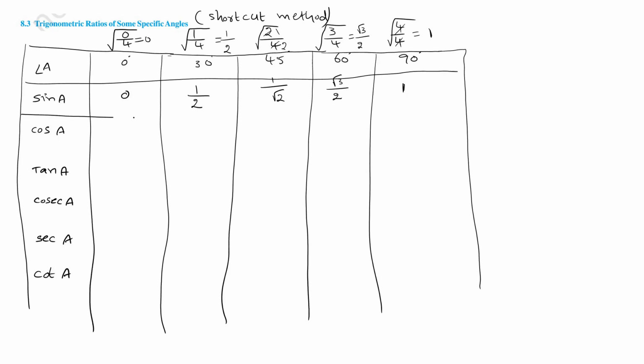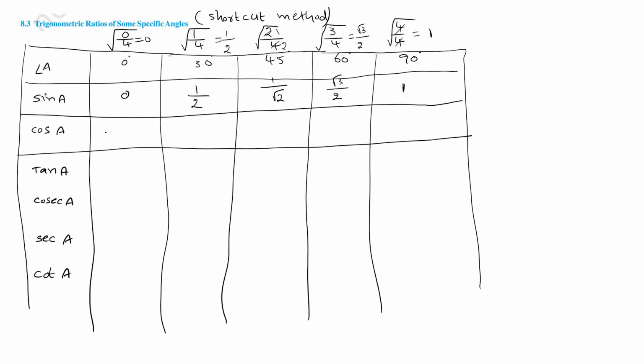For sine, we already got the values. Next, we will find the values for cos. Cos is nothing but the reverse order of sine. The last number of sine is the first number of cos. So sine 90 is 1 means cos 0 will be 1.